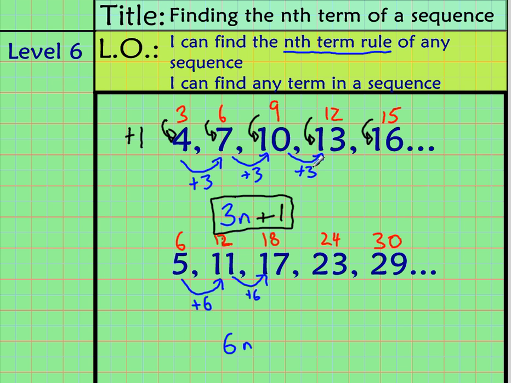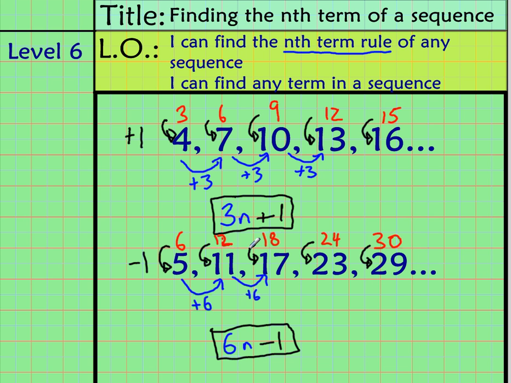Okay. And then finally, I ask myself, how do I get from my times table down here to my actual sequence? Make sure you do it this way around. I can't tell you how many people do it the wrong way around. You're going from the times table to your sequence, from the red numbers to your sequence. And what have I done? This time, I've subtracted 1. 12 take away 1 is 11, 6 take away 1 is 5, 18 take away 1 is 17. So what do I put here? Yeah, you're right, minus 1. And that's my nth term rule.